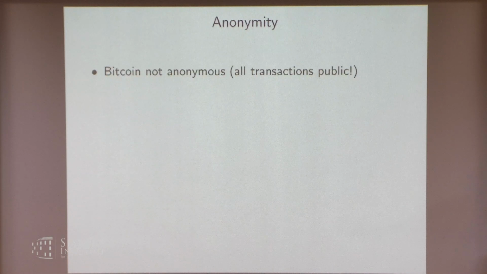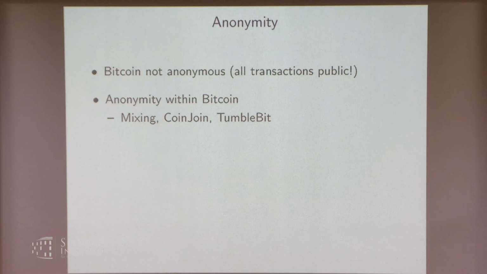So I think we all agree Bitcoin is not anonymous, because if you have a currency where everything is public, even if your name is not there, then you can analyze which payments are spent how, and you can do analysis of the transaction graph. And there are people in the room that do that. What kind of anonymity can you achieve within Bitcoin?